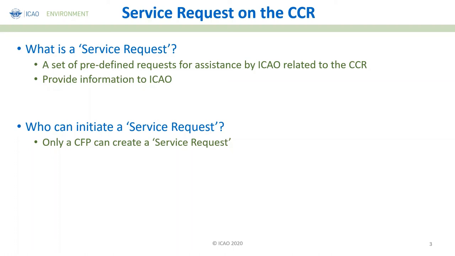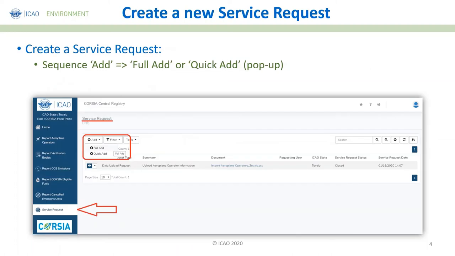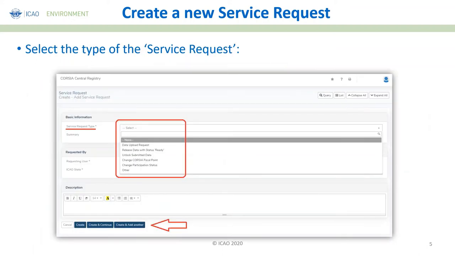As I mentioned in the previous slide, only the CORSIA focal point can create a service request, because a state user doesn't even have access to that page. Creating a service request is not very different from creating other EUR records. Just like CO2 emissions, you click add, and there will be a drop-down menu where you choose among the different types of service requests. As mentioned, it's a predefined list, so you have to choose the right type of request that you're asking.